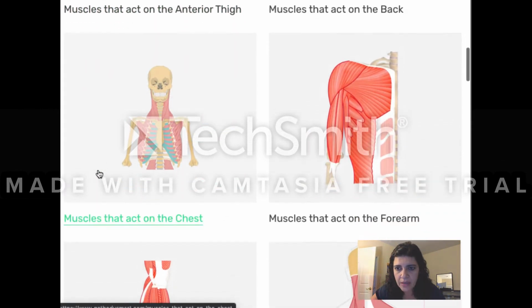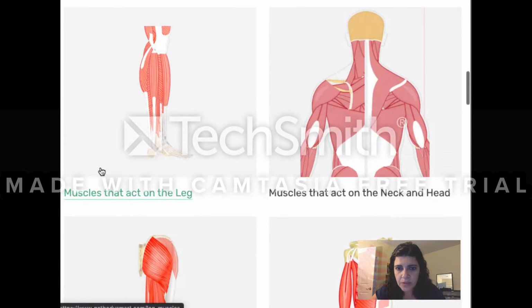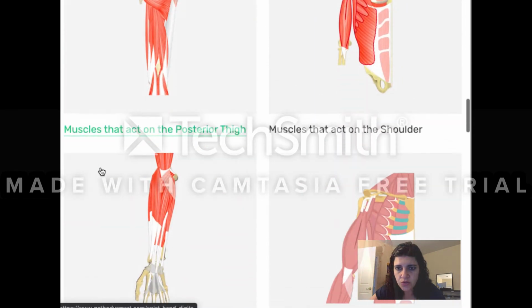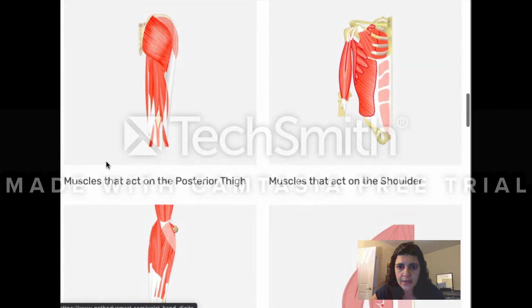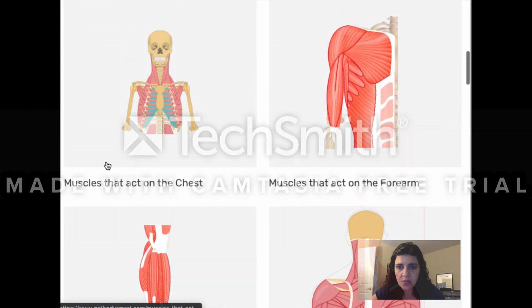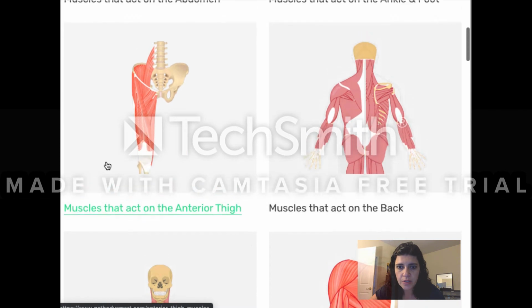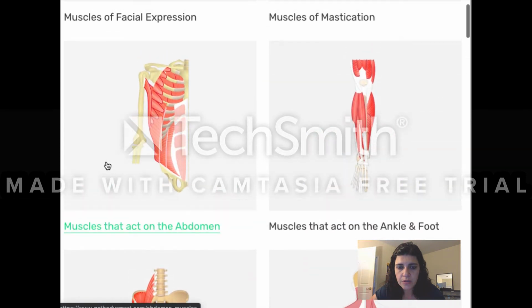Muscles on the back, shoulder, arm. I thought I had abdomen. I saw it before. Here we go.